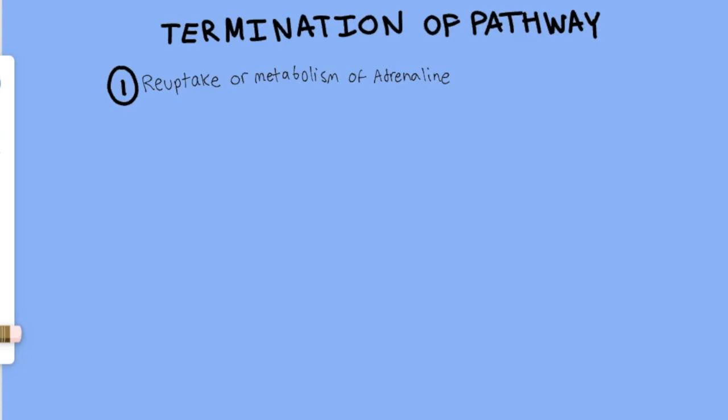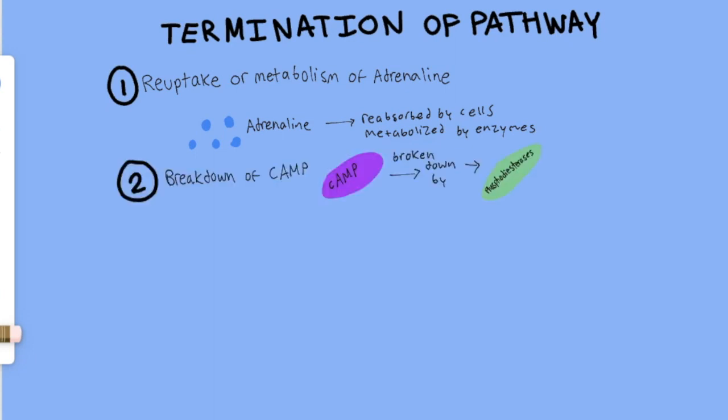The sequence of events for termination to occur are as follows. 1. The reuptake or metabolism of adrenaline. Adrenaline is either reabsorbed by the cells or metabolized by enzymes. This helps to remove the adrenaline from the bloodstream. 2. The breakdown of cyclic AMP. Any remaining cyclic AMP, which is a secondary messenger in the pathway, is broken down by enzymes called phosphodiesterase.